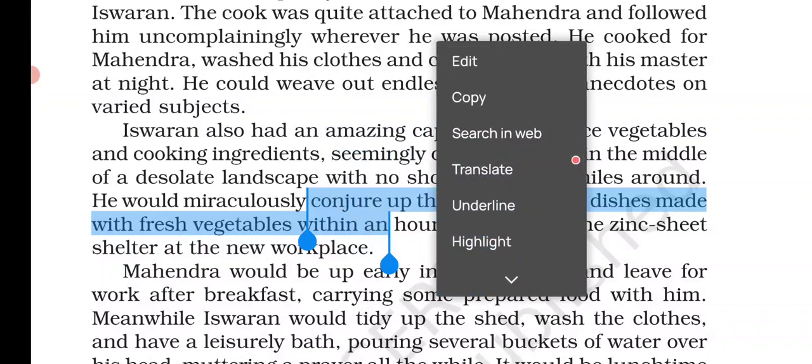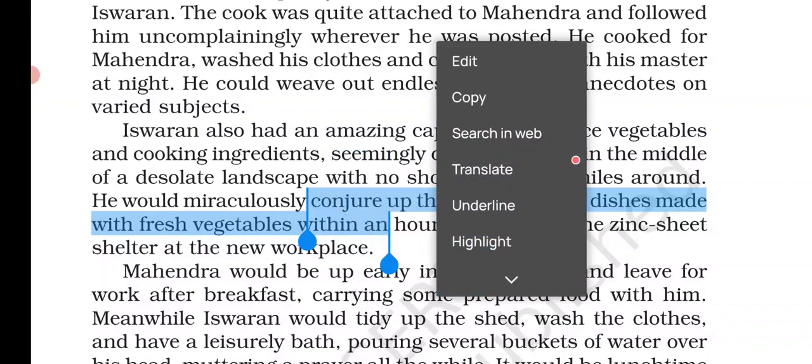So conjure up means to create with magic, and zinc sheet shelter means a temporary place to live. So he narrates good stories, he makes good food, and on top of that, if you have come to a new place, obviously you will take time to find the vegetable shops, grocery and all. But Ishwaran will never find any difficulty in finding vegetables and other ingredients in a new place within seconds. So, yes, hats off to him, he is very good at arranging things as well.